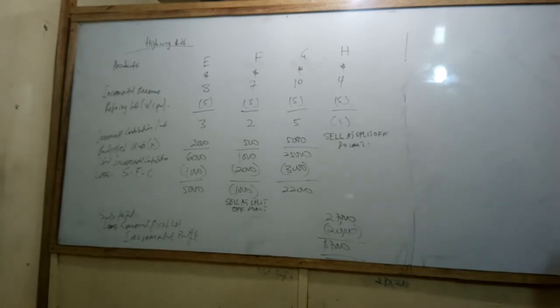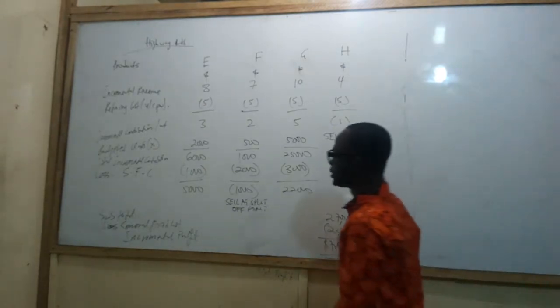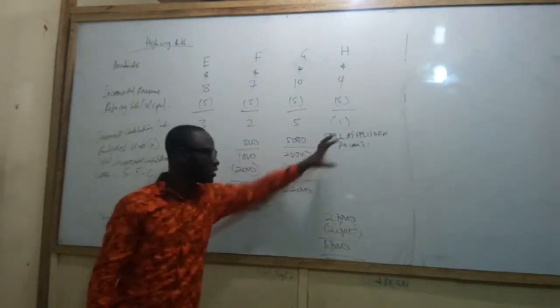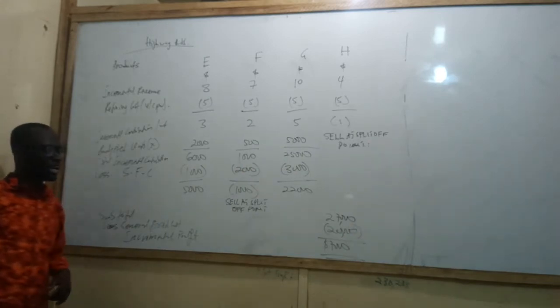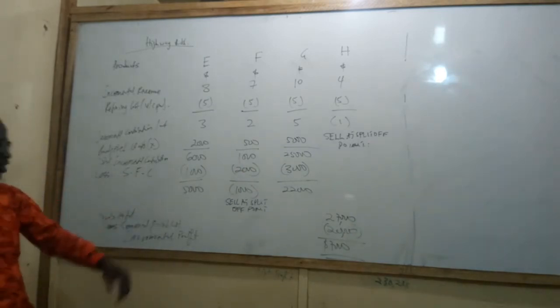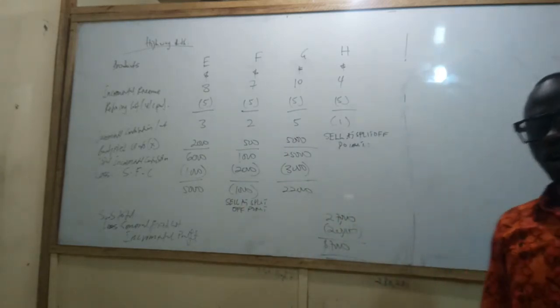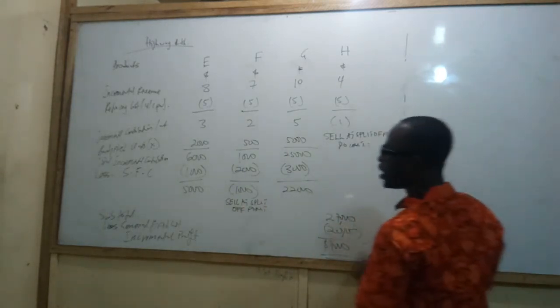So if it was in the exam hall, the same presentation would have been done, and you write the things inside, just like that. And then you get your incremental profits. Any questions? That's all about further processing.